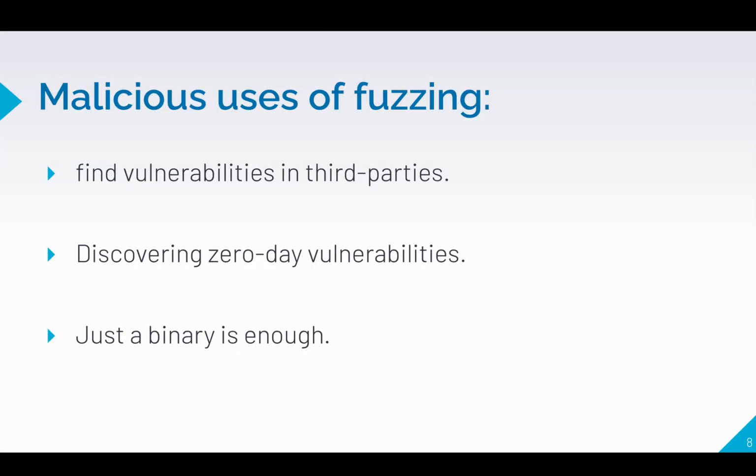So there are some uses of fuzzing where attackers use it maliciously. Some attackers can use fuzzing to find vulnerabilities in third-party or closed-source software. And attackers use fuzzing to discover zero-day vulnerabilities, as I just said. These discovered exploits are sometimes sold on black markets for profit. And lastly, fuzzing is valuable because it does not require access to source code, just the binary is enough.